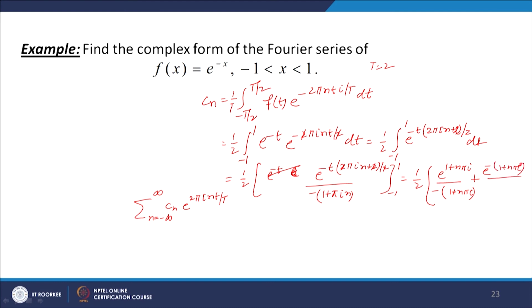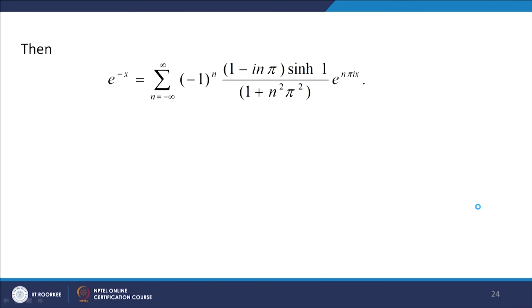divided by, this becomes plus, okay, 1 plus n π i, and then we simplify this, and when you simplify this, you get the representation of e to the power minus t in the Fourier series, the complex form of the Fourier series. With this, I would like to end my lecture. Thank you very much for your attention.